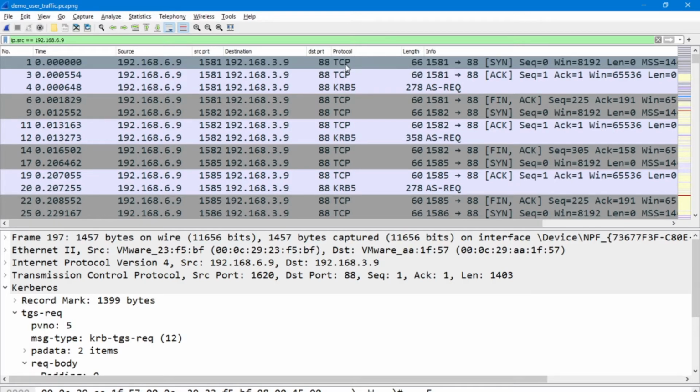attempting to establish a connection, three-way handshake. Okay, we know that port 88 is typically used in Kerberos, and if we go down a couple more packets here, we can see that the protocol Kerberos is in action. So 6.9 is talking to 3.9 on port 88 using the Kerberos protocol. All right, we can put some thoughts together on this, right? Why would 6.9 want to be talking to 3.9?